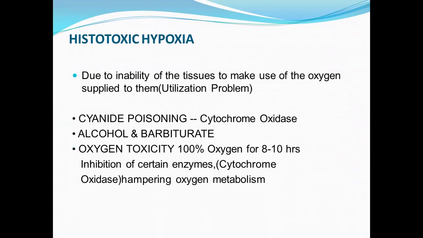Then coming to the last type of hypoxia, which is termed histotoxic hypoxia. Here, the tissue itself is not able to utilize the oxygen which is supplied to it. So there is a utilization problem. There is inability of the tissues to make use of the oxygen supplied to them. And this can occur due to cyanide poisoning, or due to alcohol and barbiturate poisoning, or due to oxygen toxicity.